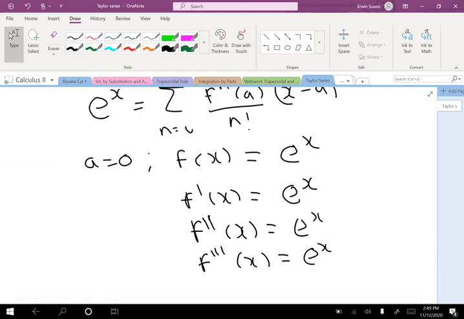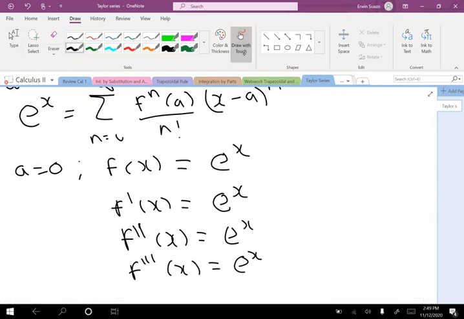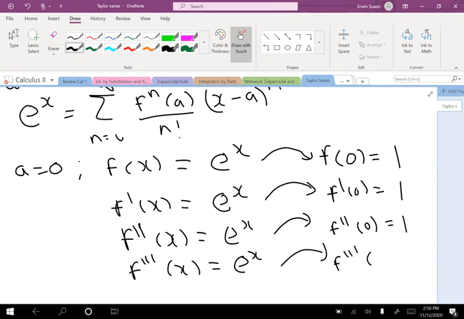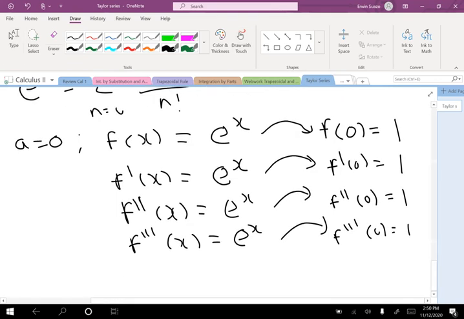And so on, right? But you don't need this. You need f evaluated at a, in this case at 0. So f of 0 is 1. f prime of 0 is 1. The second derivative evaluated at 0 is 1. The third derivative, 1. So for all these, they are 1.